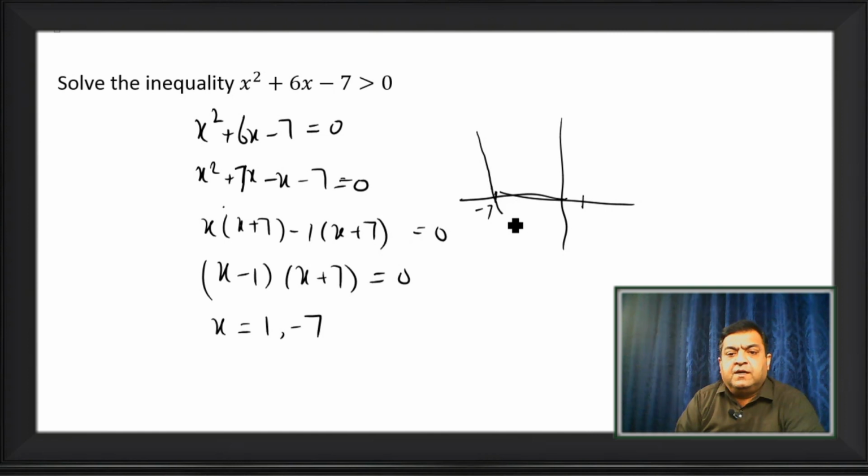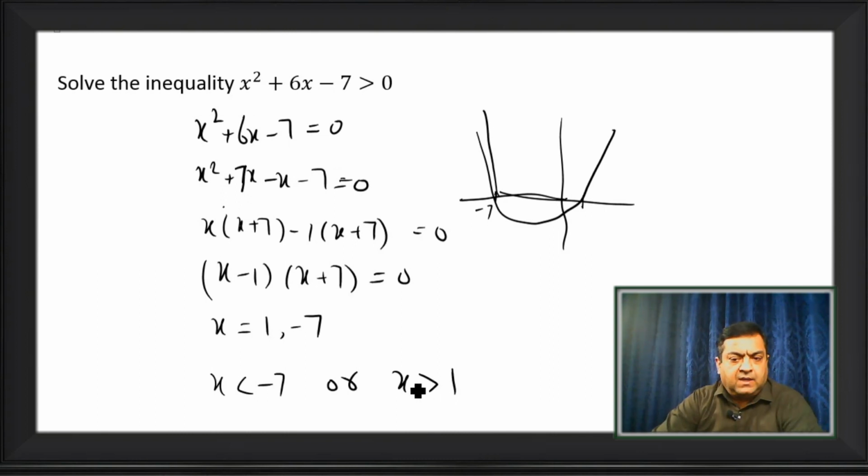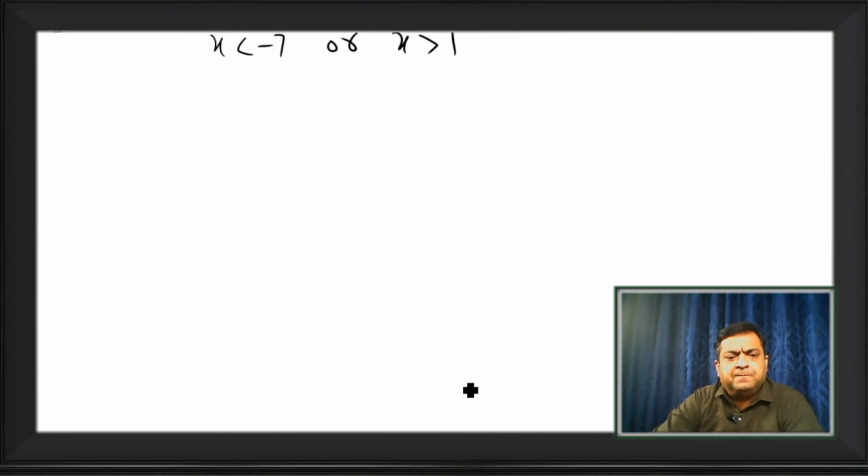The graph will open up. It will be negative between the roots and positive beyond the roots. We have to look for the positive values, so your answer will be x < -7 or x > 1. I hope it is very clear.